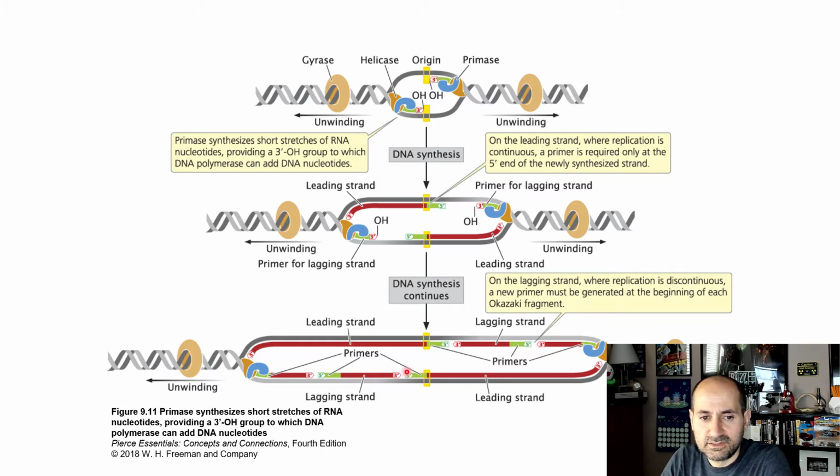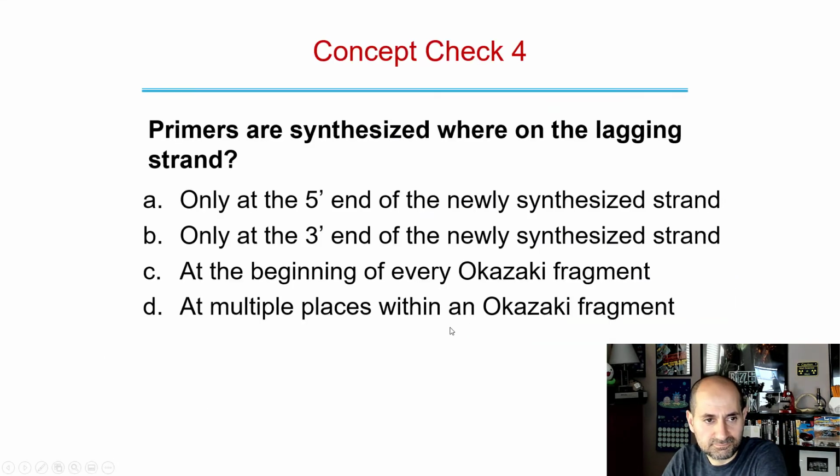On the leading strand, you only have one primer and then a continuous copying of DNA. On the leading strand, you only have one primer and then lots and lots of DNA. On the lagging strand, you have multiple primers with short fragments of DNA. Those are called the Okazaki fragments.